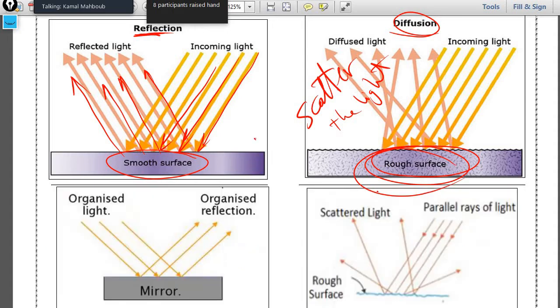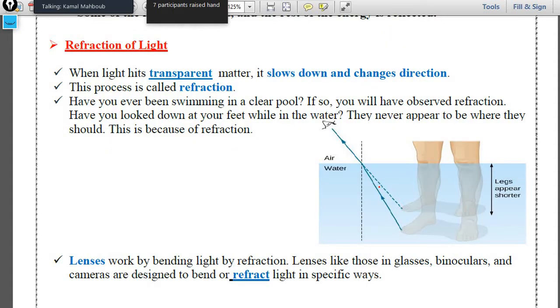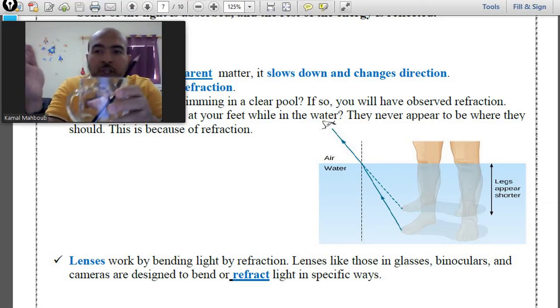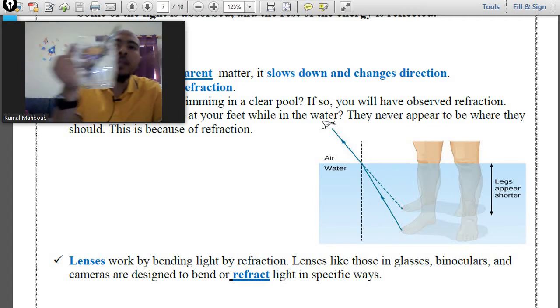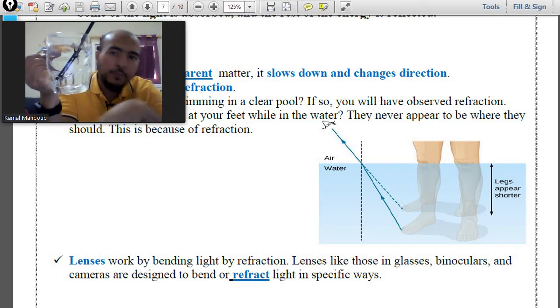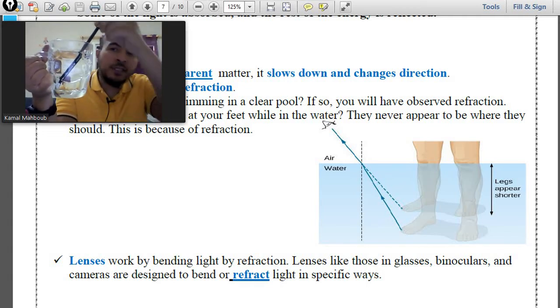Let's take something new called refraction. Refraction. Focus on R, please, guys. What is refraction and how does it happen? Now look over here, guys. Now we have a huge glass of water and we have a pencil here.